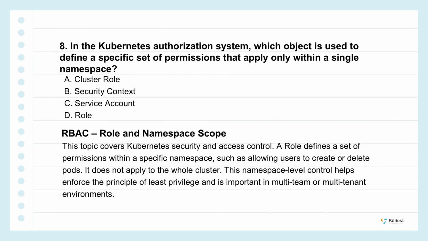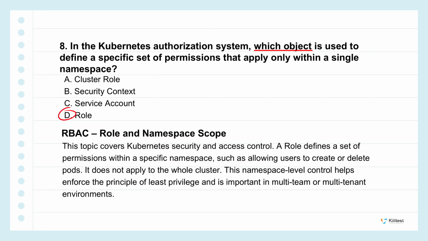Speaking of safety, let's talk about permissions. Question 8 covers RBAC, role-based access control. Such a critical topic for security. The question asks, in the Kubernetes authorization system, which object is used to define a specific set of permissions that apply only within a single namespace? Notice the emphasis on single namespace there. Options. A, cluster role. B, security context. C, service account. D, role. It is D, role. And this is where the blast radius concept comes in, right?